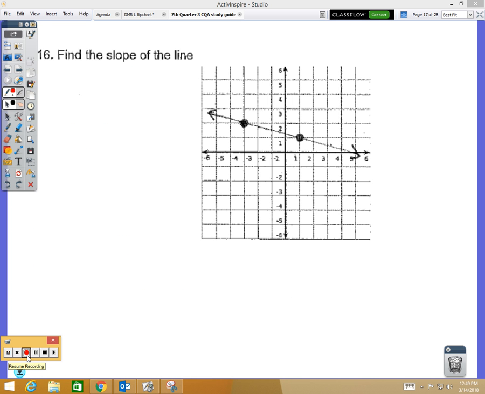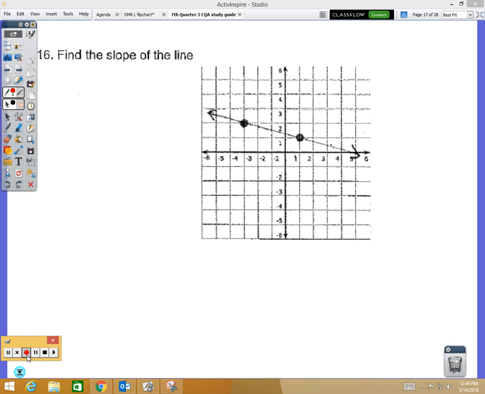Alright, so problem number 16 is wanting you to find the slope of a line. First of all, Slope Dude would say this is what type of line? It's a nice negative. So it's going to be negative slope. That should eliminate, because it's going to be multiple choice, some of your choices right there, knowing that this is negative slope.